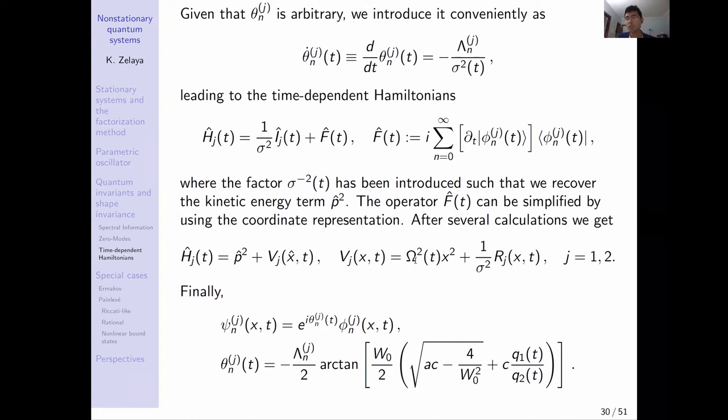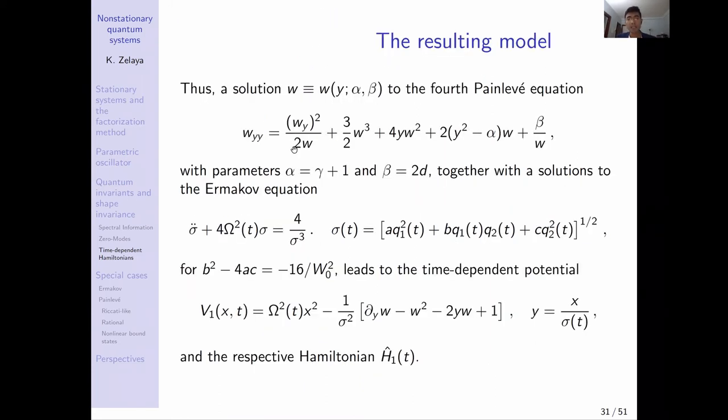So in order to give some light on the procedure, I will discuss some specific examples. And this is a summary of what we need. We need to solve omega, we need to solve sigma, which is the Ermakov equation. With this, we generate a new potential. In this case, it takes this explicit form. And this is the new system we are constructing.